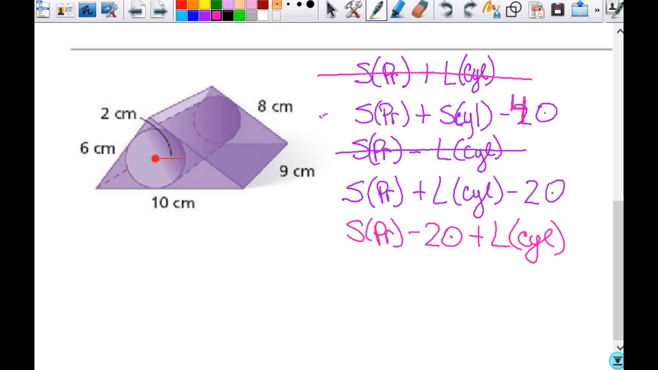So these with the holes in them are tough at first for some people because it's hard to think about why am I adding that when I'm really taking stuff away? Well, you are taking something away, but you're also adding other surfaces to it. Okay, does that help a little bit?